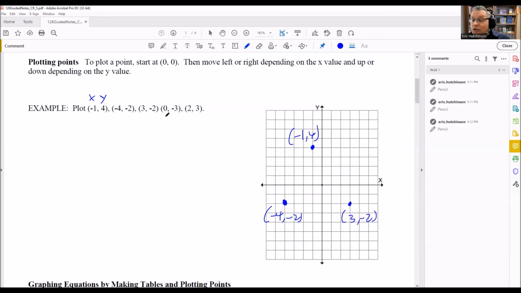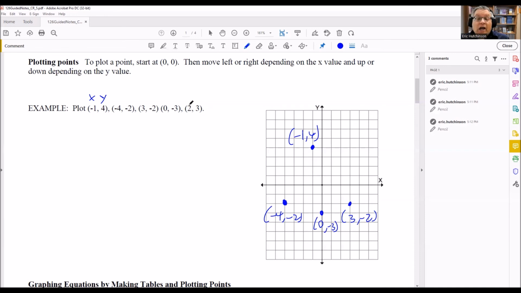Okay, now we have 0, -3. Now if it's 0, we don't move to the left and don't move to the right. So since the X value is 0, we don't go left, don't go right. We just stay on the Y axis. And so the Y value is negative, so we go down 3. So right here, that's 0, -3 would be that coordinate there. Okay, just go down 3.